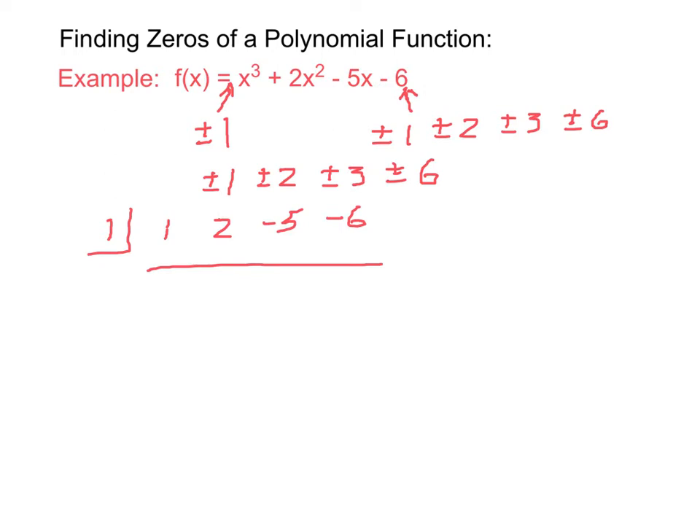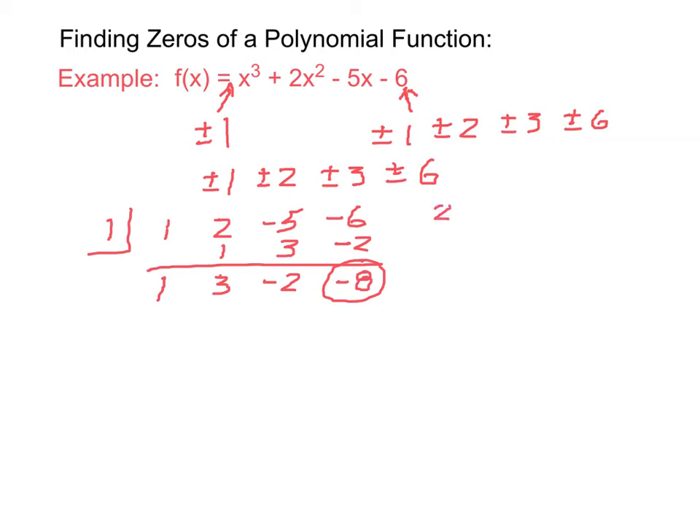So we start off, bring down the 1, multiply by 1, we get 1, add, we get 3. 1 times 3 is 3, minus 5 plus 3 is minus 2. Minus 2 times 1 is minus 2, and we end up with minus 8 for a remainder. Well, since we've got a remainder, we know that 1 is not a zero for this function. All right, so let's try 2.